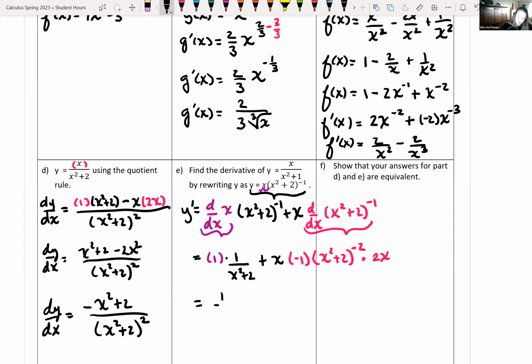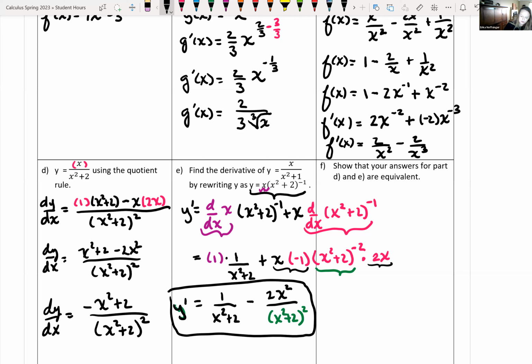So I have 1 over x squared plus 2. I notice I have a negative 1 times x, or negative x, times a 2x. So negative x times a 2x is going to be a minus 2x squared, all over. Let's bring this piece, this x squared plus 2 to the negative 2 power, down to the denominator, x squared plus 2 quantity squared. So that's our derivative using the rule of rewriting it using the product and chain rule.